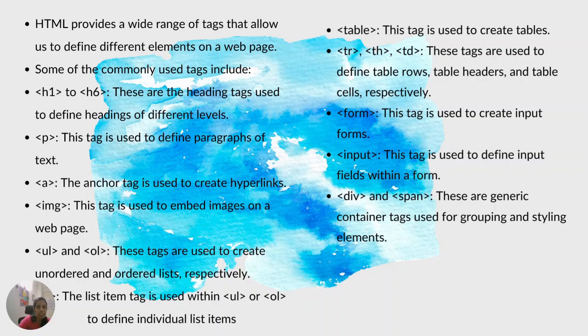Next comes the table tag. The table tag is used to create a table, and inside the table there are different tags like tr. Tr refers to the table row. Th refers to the table header, and td refers to the table data or the table cells.